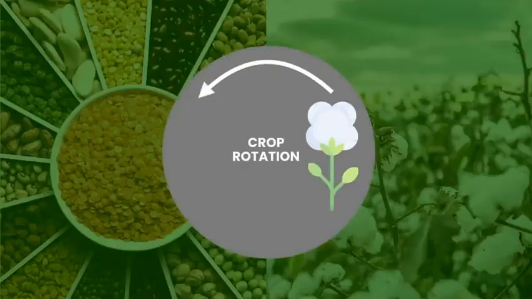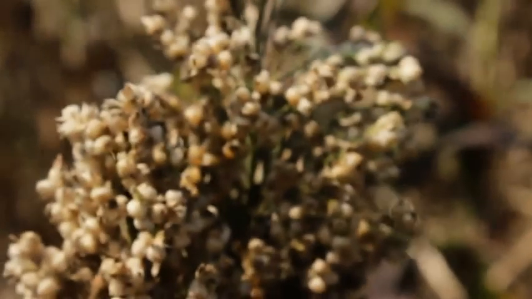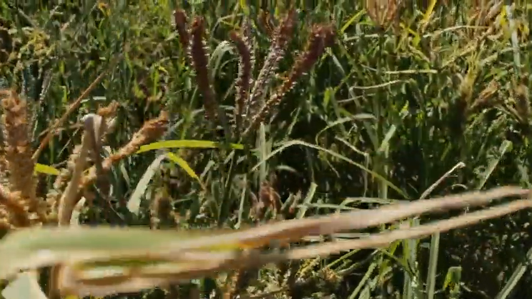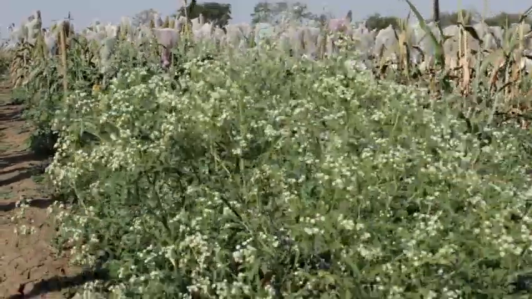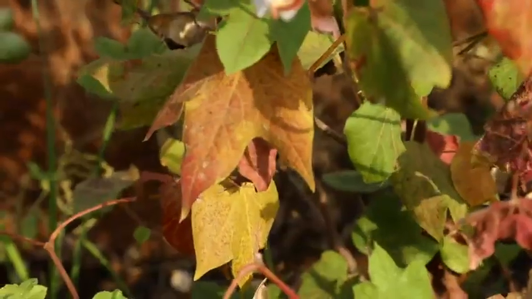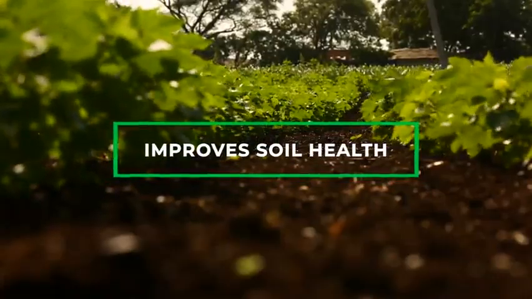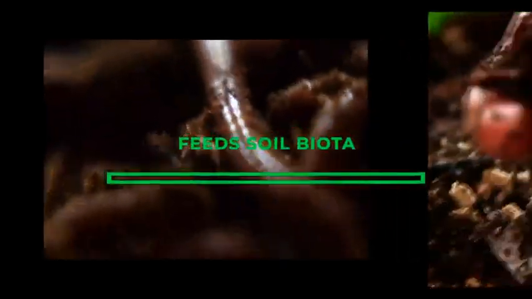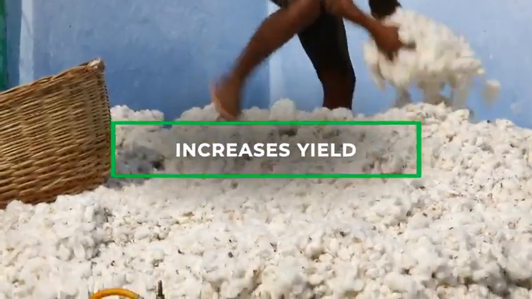Crop rotation. Crop rotation is a systematic approach in which different crops are cultivated in a sequence that varies from year to year, as well as from season to season within a year. Crop rotation helps in controlling weeds, pests, and disease attacks in cotton. It helps in improving soil health, maintains humus balance, feeds soil biota, and increases yield.